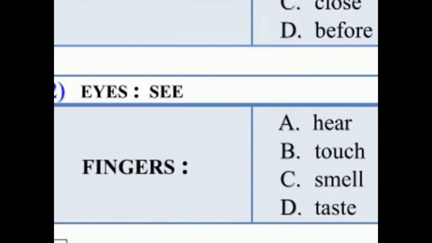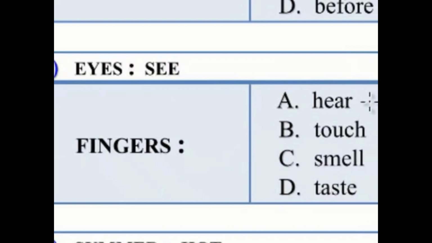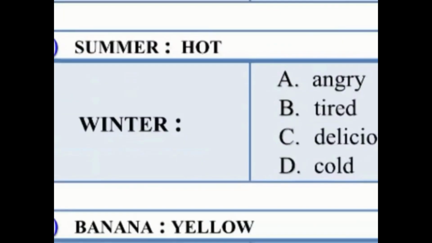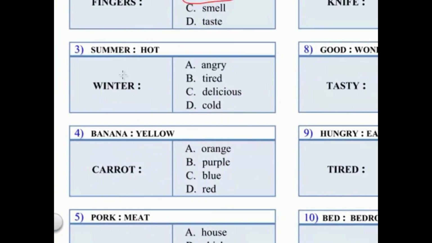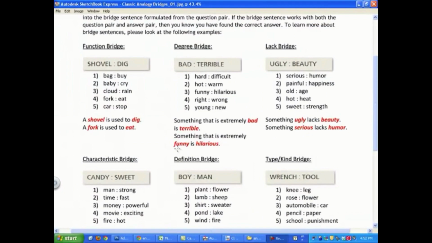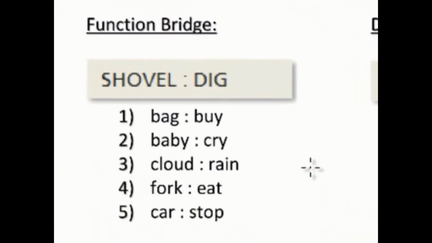Next, I can see that our relationship between eyes and see is one of function. Eyes let us see just as fingers let us, is it hear, touch, smell, or taste? Clearly, fingers allow us to touch. We can eliminate the other ones. These are pretty easy. So when we analyze the relationships between words and analogies, we're going to be forming bridges. There's lots of different kinds of bridges, and let's look at the first kind.